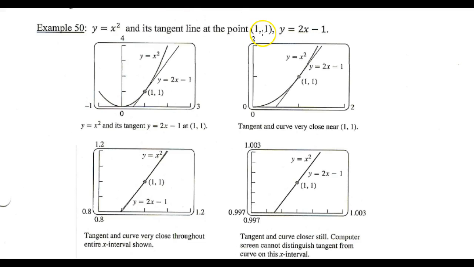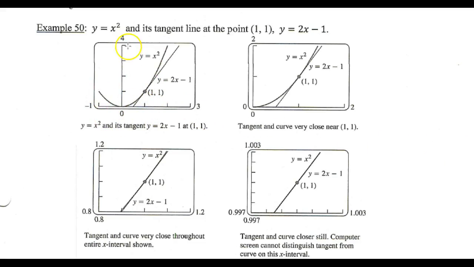If I go a long way away from the point (1, 1), this is not a good approximation. But we know right at the point (1, 1), the value of the tangent line is the same as the value of the curve. But near (1, 1), the tangent line is also a good approximation of it. You can see as we progress through each piece here.